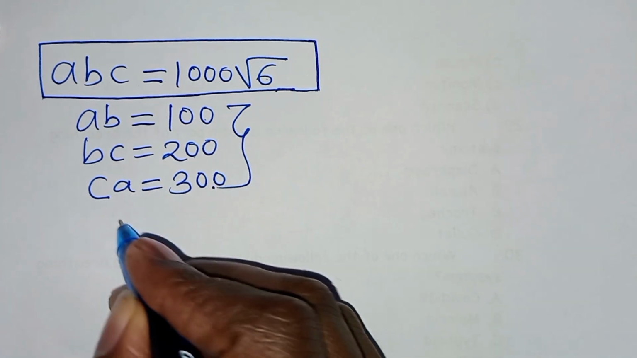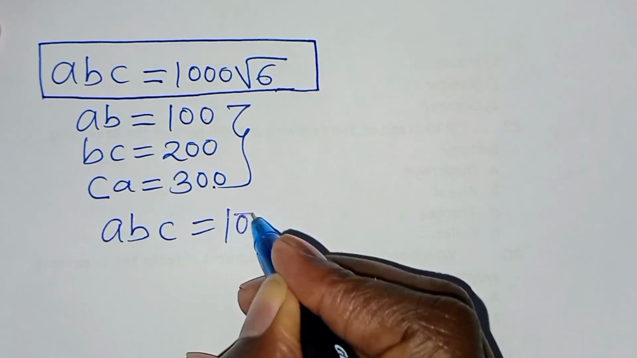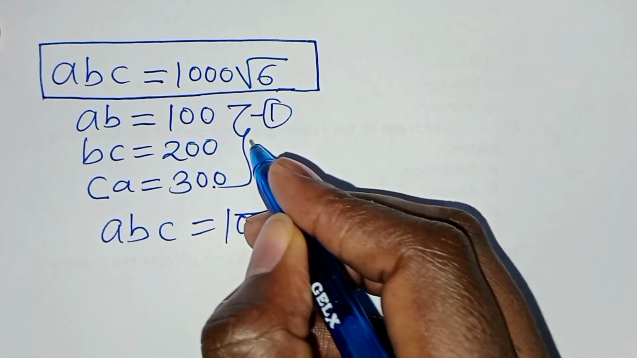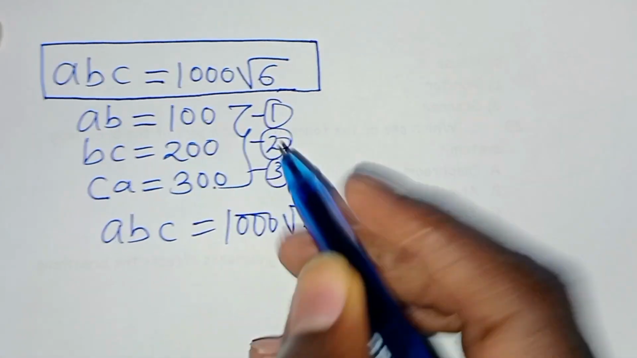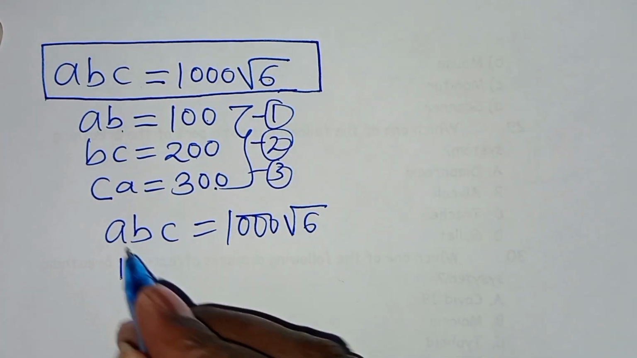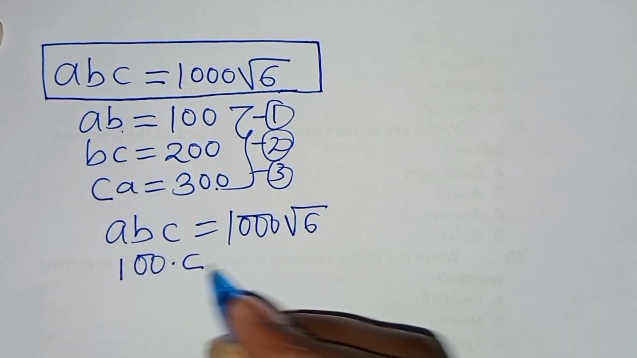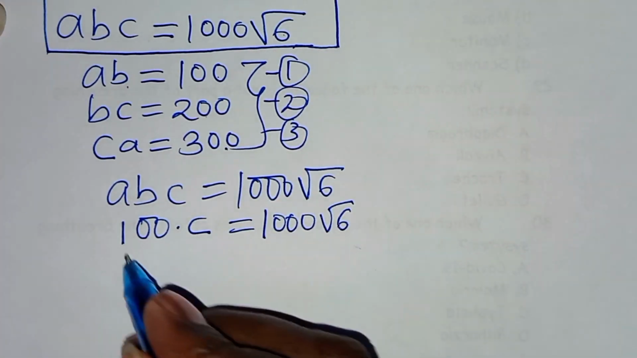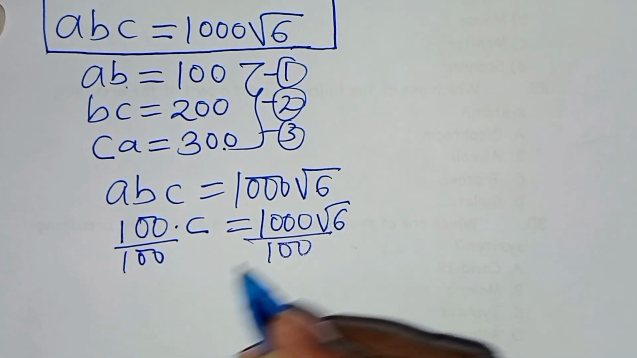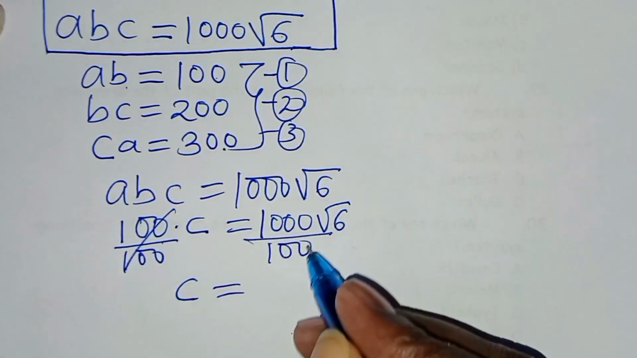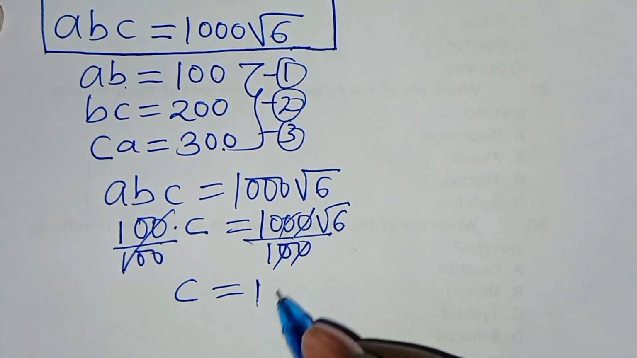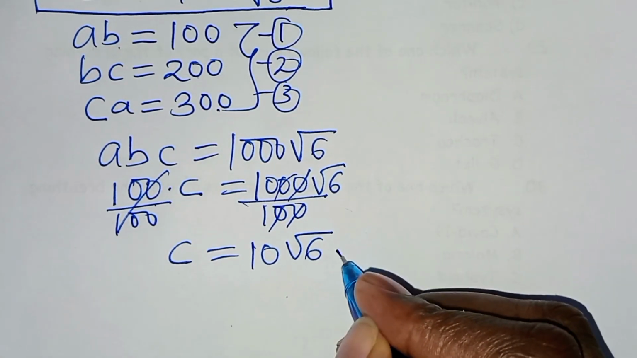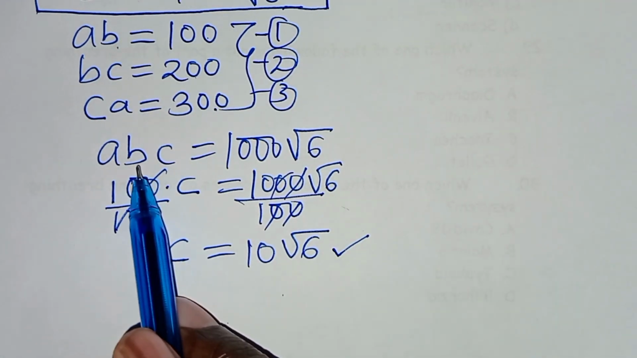So given that abc is equal to 1000 square root of 6, and from equation 1 here, we have a times b, which is 100. So let's substitute here, 100 times c. This is equal to 1000 square root of 6. Let's divide both sides by 100. So here c is equal to 10 square root of 6. So this is the value of c. Now let's solve for the other values.